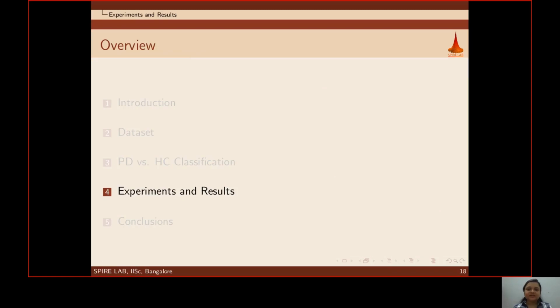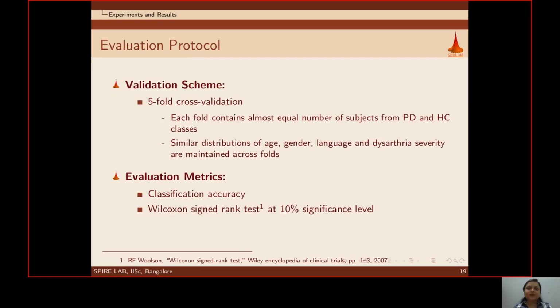Now moving on to the experiments and results part. We perform all experiments in 5-fold cross-validation setup, where each fold has almost equal number of subjects from both PD and HC classes. Also, the age, gender, language, and dysarthria severity distributions are kept similar across folds. Mean and standard deviation of classification accuracy over the 5 folds are used as the evaluation metrics. And Wilcoxon signed rank test at 10% significance level is done to examine if the classification accuracies obtained for different feature sets and noise conditions are significantly different across 5 folds.